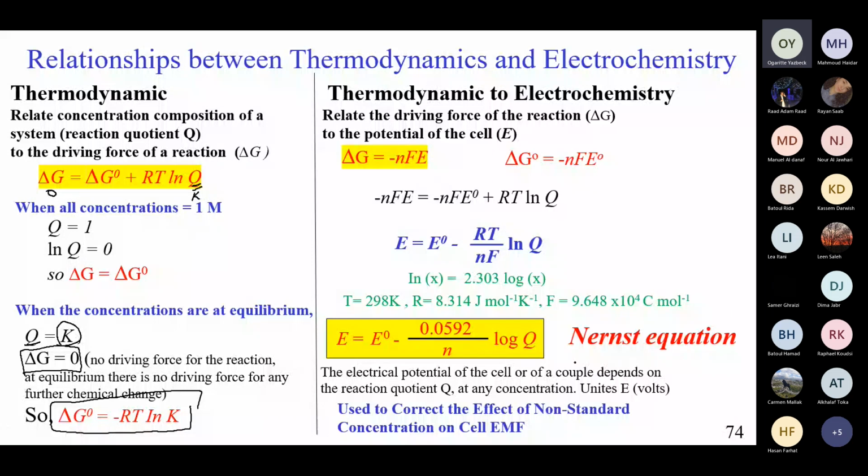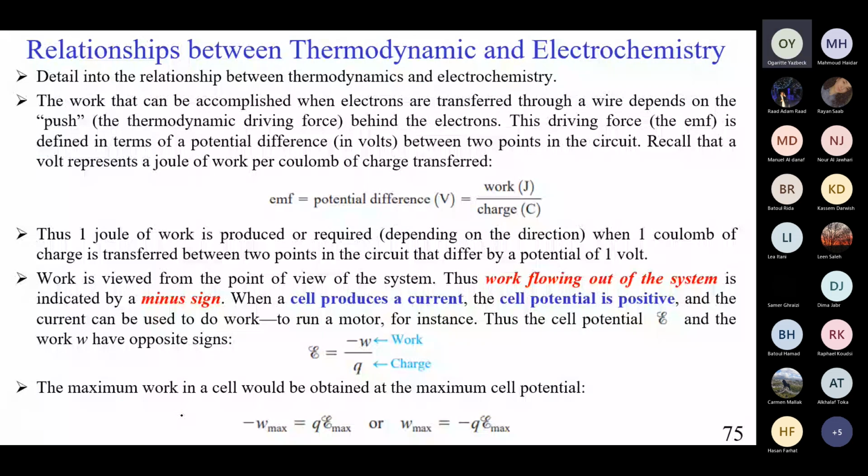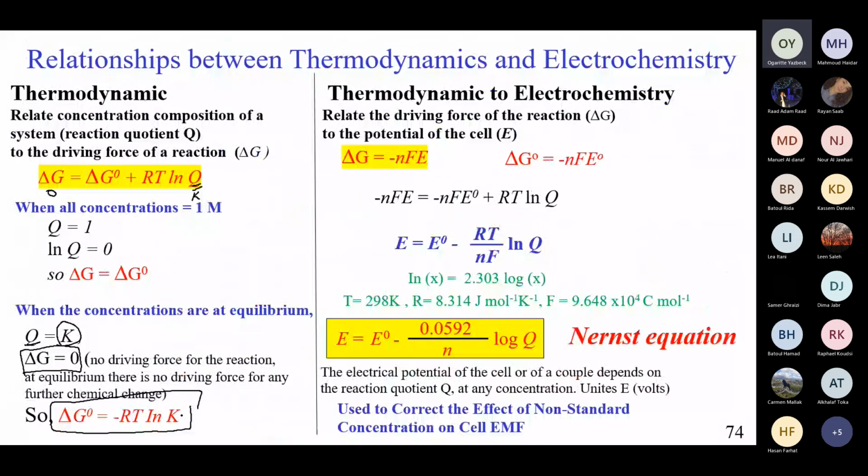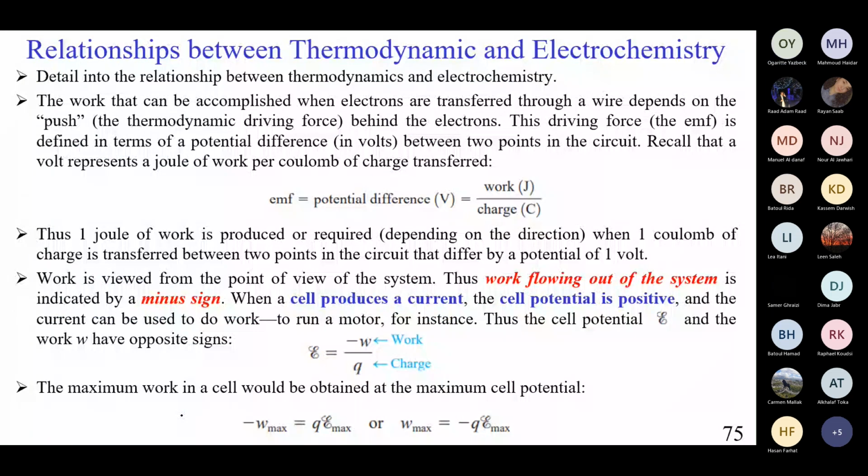We will use these two equations a lot throughout the process. There's a huge relationship between thermodynamics and electrochemistry. Meaning, here there is a big explanation of where W equals minus q E max, or minus W max, comes from.